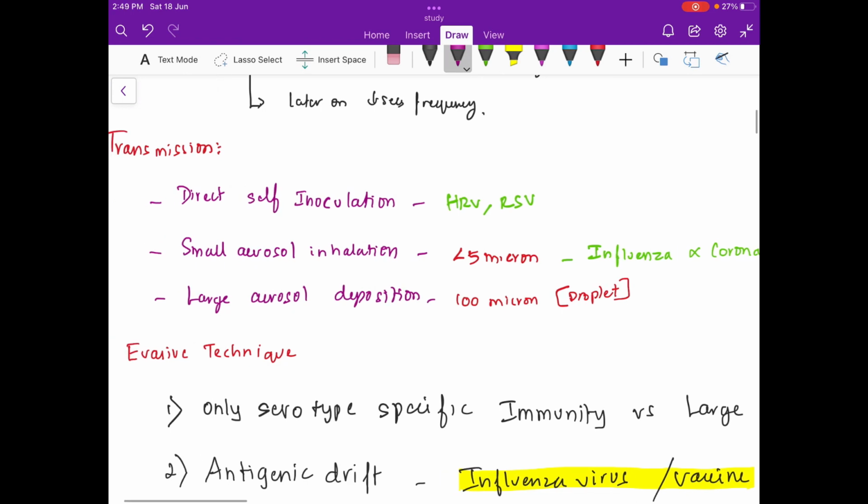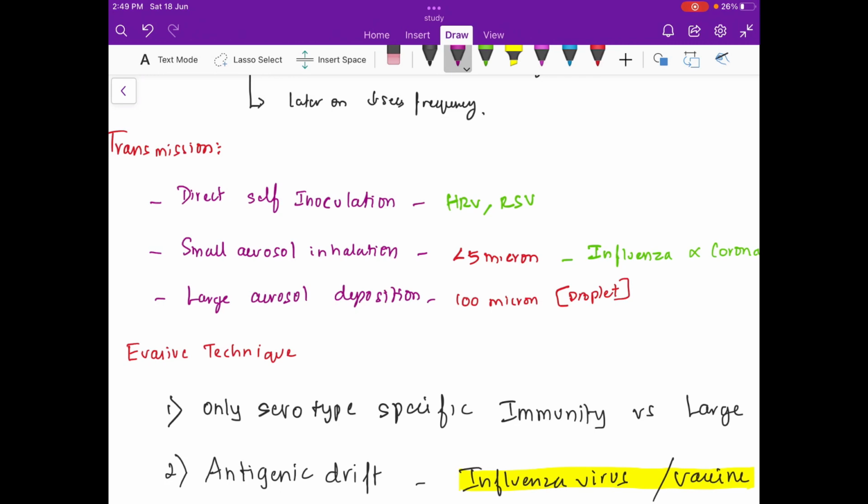The transmission is by 3 methods. The viruses get transmitted from one person to another either by direct self-inoculation, in which the patient touches a contaminated object or the other person's nose, and then puts his hand over his own nose or eyes, or by small aerosol inhalation and large aerosol deposition.